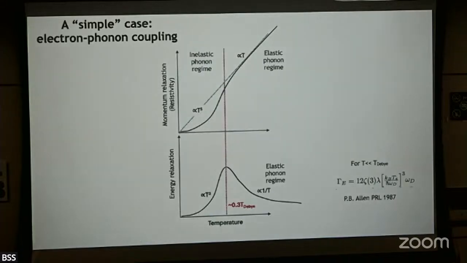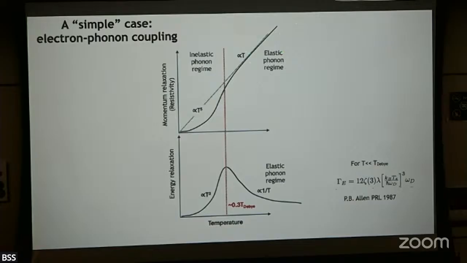What do we know? Let's take a simple case of electron-phonon coupling. So I'm going to take electrons coupled to phonons. The momentum relaxation, which is what appears in the resistivity, in the simplest case, versus temperature, will give me a T to the 5th at the lowest temperatures. And then it will cross over to what we refer to as the elastic phonon regime. Dmitry Maslov was talking about this a little bit, where it goes linear in temperature.